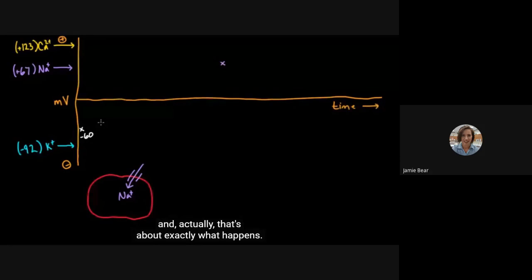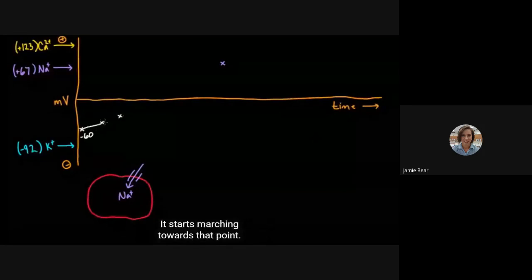Now, if it was at negative 60, and put aside the thought of how it got there in the first place, but let's say it was there, what would happen if it was permeable to primarily sodium? Well, it's going to want to eventually get up here, right? It might take some time, which is why I drew it all the way out there. And remember, this is our time axis. It might take some time to get there, but it will eventually want to get close to positive 67 if sodium is the major ion that it's permeable to. So it's going to start in that direction. And actually, that's about exactly what happens. It starts kind of marching towards that point.